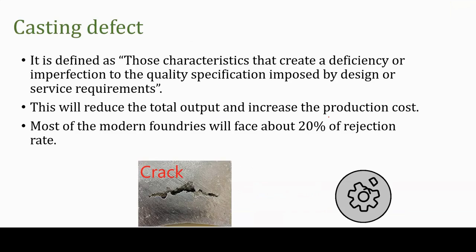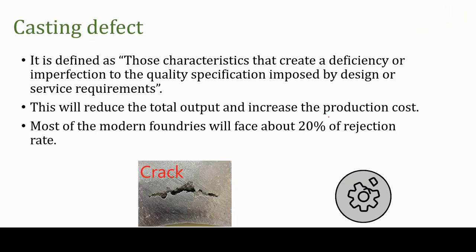What is a casting defect? It is defined as those characteristics that create a deficiency or imperfection to the quality specification imposed by design or service requirement. So a thing which always creates some deficiency or improper application will be termed as a defect. It won't meet the quality specifications imposed by the design or required services.